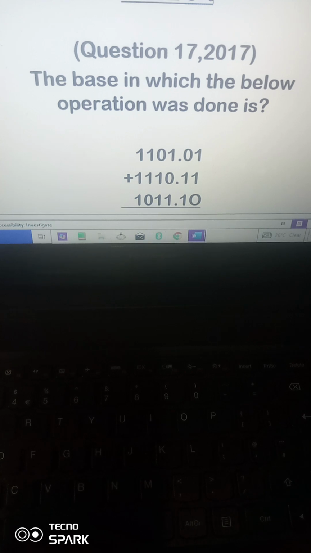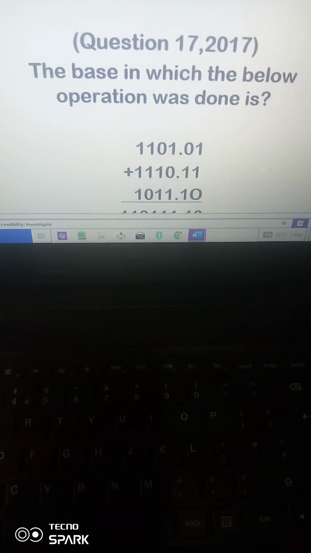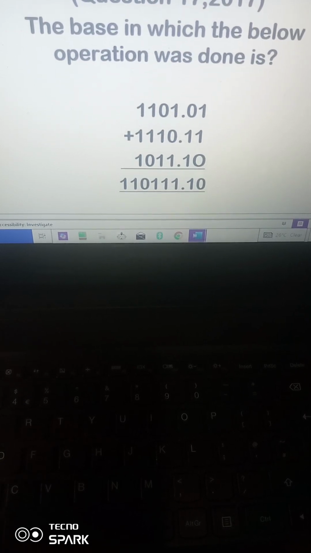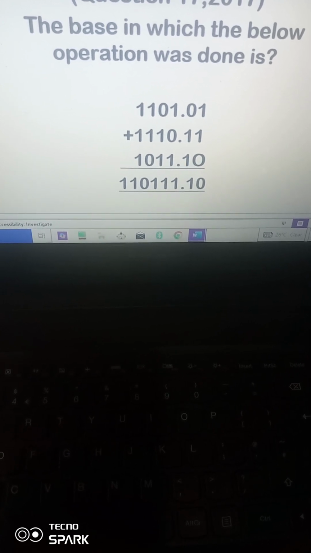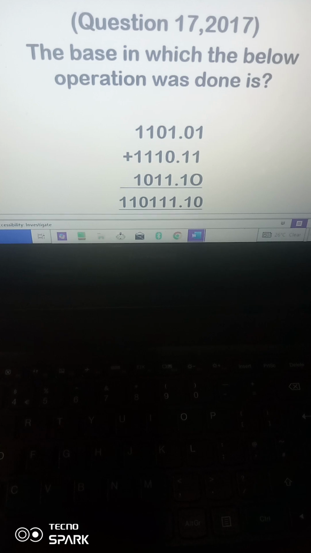This question is question 20. No, it's question 17. University matriculation examination, question 17, 2017. Just very simple. Look at the question. See, the base in which the below operation was done is, you see, this one is a very simple question.